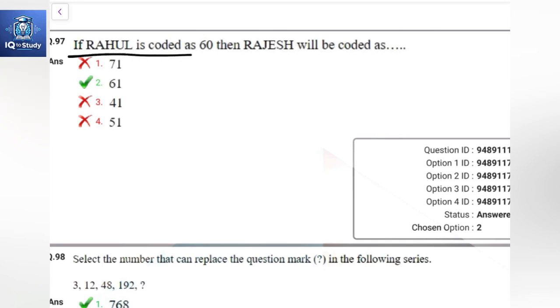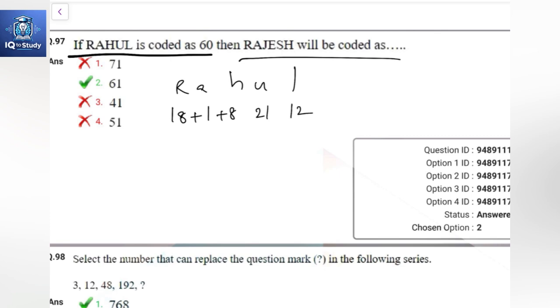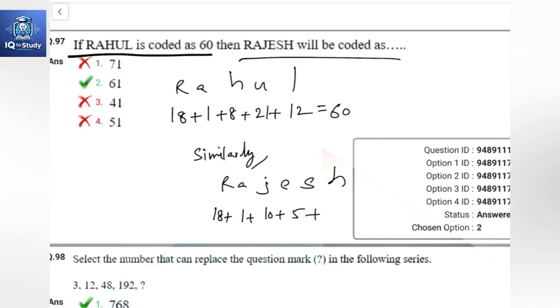If Rahul is coded as 60, then Rajesh will be coded as? Here the positional values of R is 18, A is 1, H is 8 and U is 21 and L is 12. So 18 plus 1 plus 8 plus 21 plus 12, that is equal to 60. Similarly, Rajesh can be coded as 18 plus 1 plus 10 plus 5 plus 19 plus 8, which is equal to 61, which is option number 2.